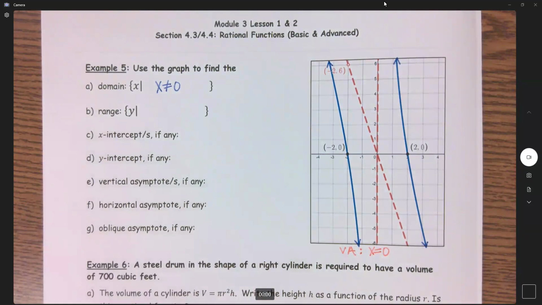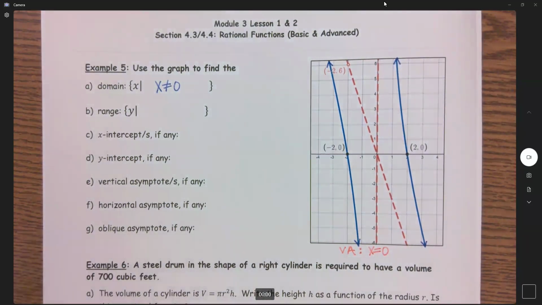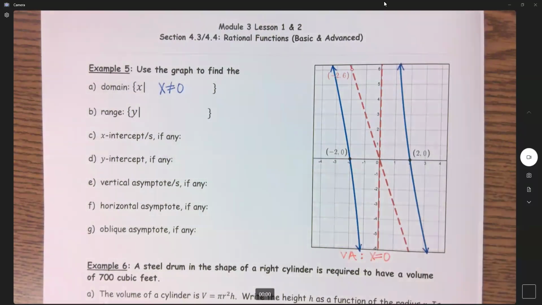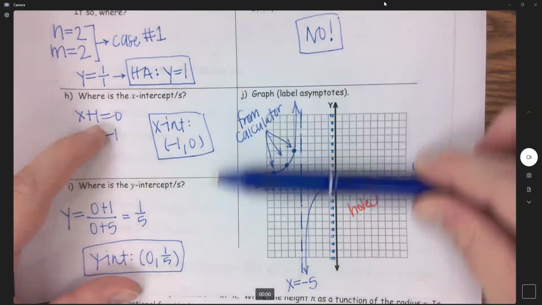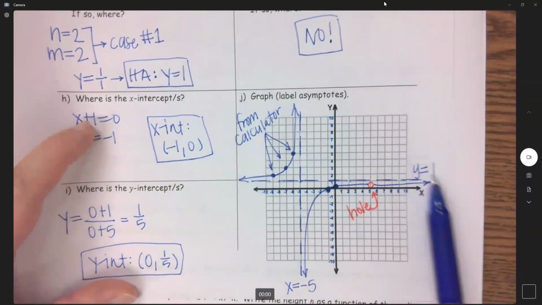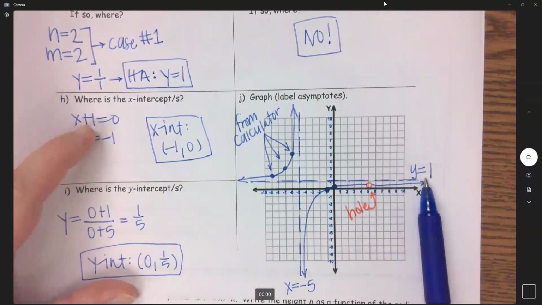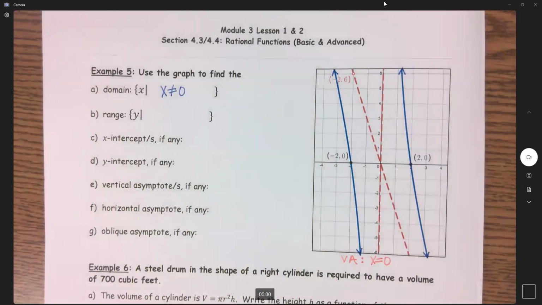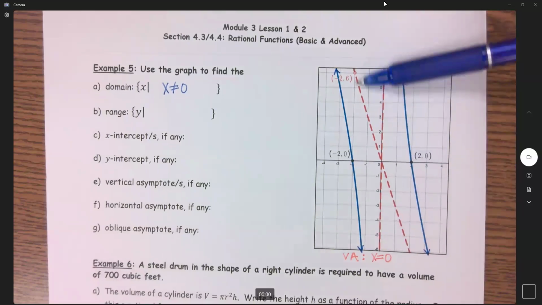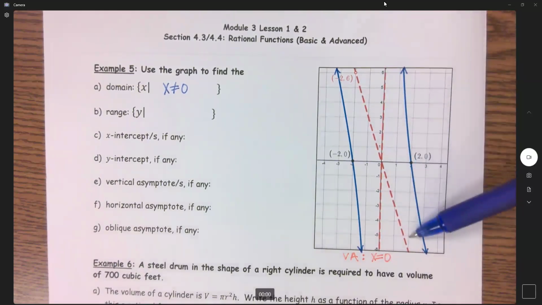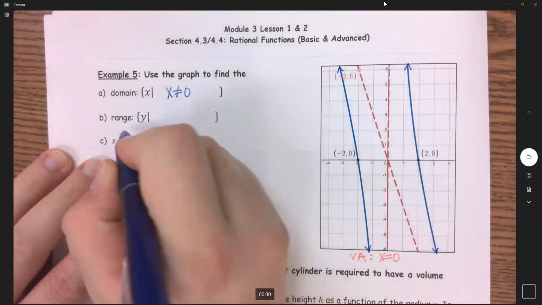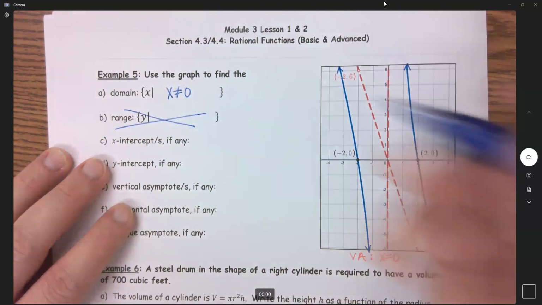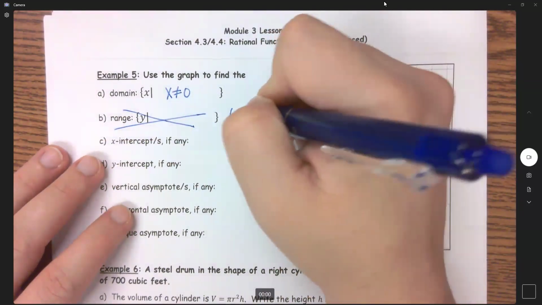Now, we haven't really been dealing with range very often, but again, we look at this graph. The only places that my range would not exist is if I had a horizontal asymptote. Here, however, I don't have a horizontal asymptote. I have an oblique asymptote. So if I don't have any horizontal asymptotes, I'm just going to cross that out right there. My range is all real numbers.